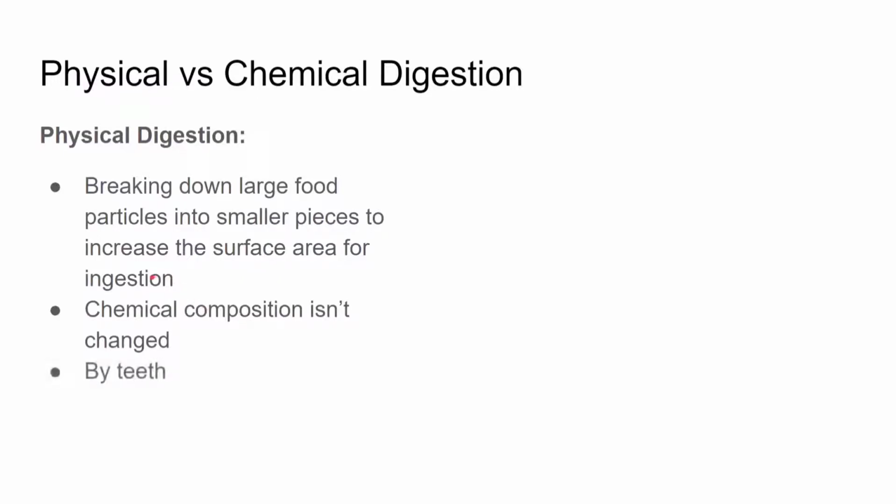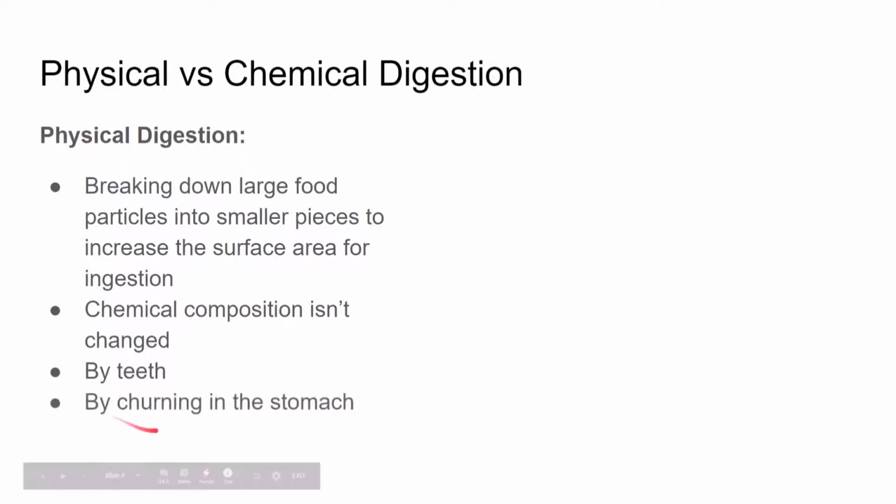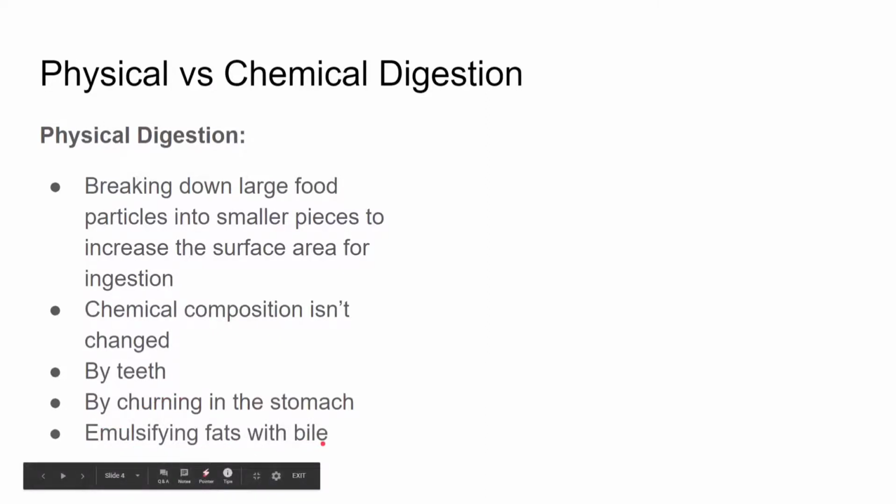Physical digestion can be done while chewing by the teeth. We're breaking down the food in our mouths into smaller pieces. It can be done by the churning in the stomach. And it can also be done by emulsifying fats with bile. Bile emulsifying fats means it's breaking down these lipid molecules into smaller lipid globules, these droplets of fats that have a larger surface area to be acted on by the enzymes.